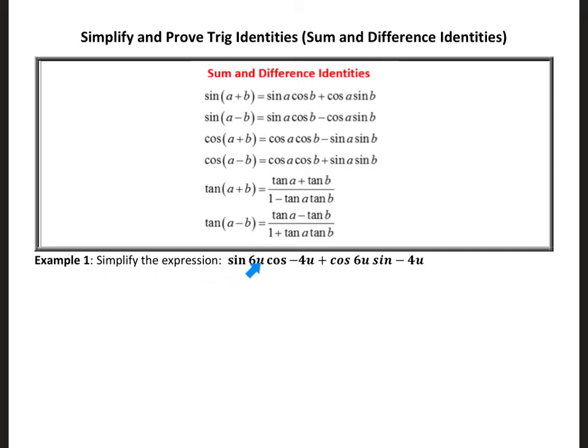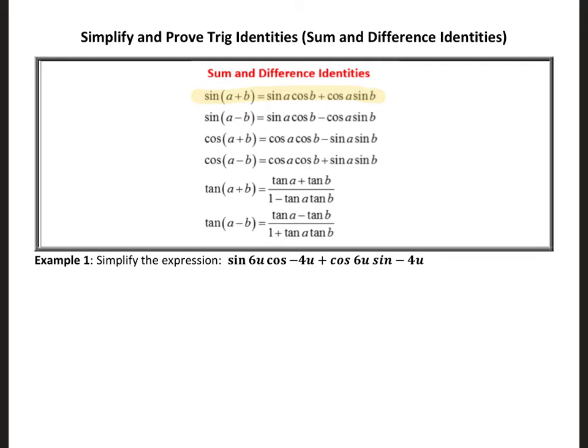We are told to simplify the expression. And here is my example. And I have sine, cosine, and I see in between them is plus. So which identity do I need to use? Because I need to know which one. So sine, cosine, and I'm doing the one with plus. So that's the identity I'm going to use.